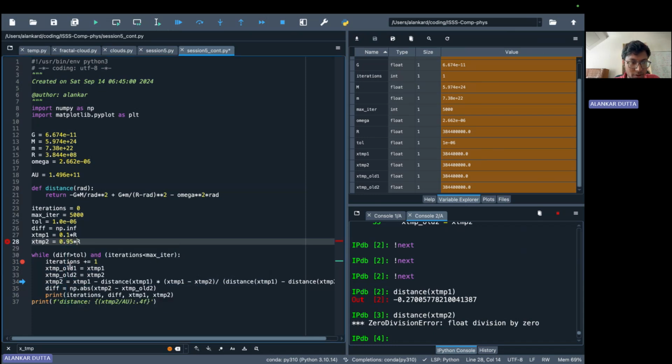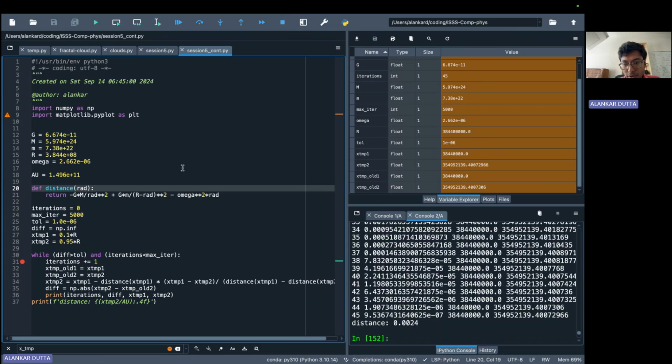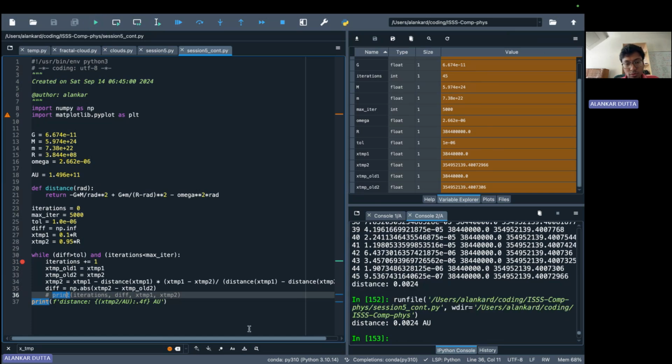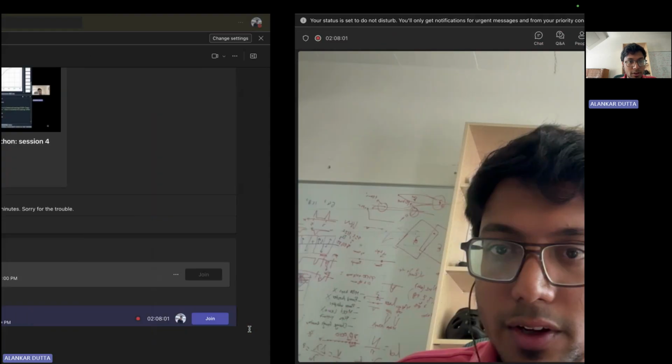0.95 of R. Exactly at R, there is a problem with this function. As you can see, it blows up, so it cannot have it. So let's stop this, say this one, and fair enough. We see that 0.0024. This is in AU. And then now we can get rid of the print statement. So the only problem was this 0.95R. Okay, so you see that 0.0024 AU. And this is the Lagrange distance of the Lagrange point.